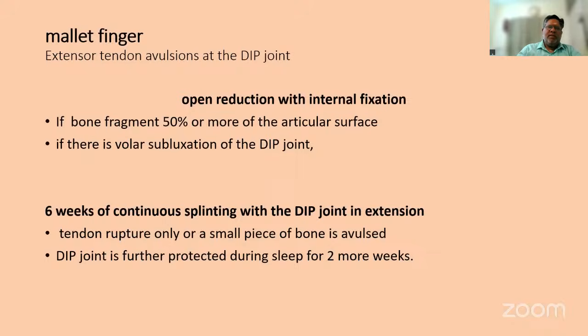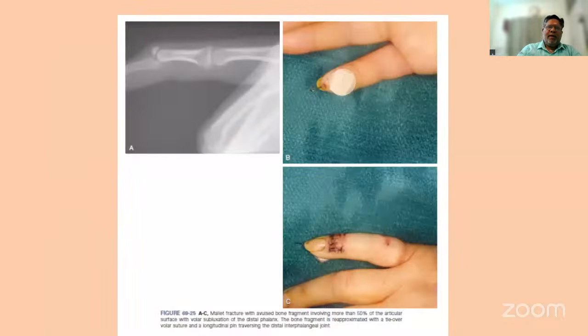So mallet finger is when there is extensor tendon avulsion at the DIP joint. If the bony fragment is 50% or more of the articular surface, then there is a volar subluxation of the DIP joint, and we have to go for an open reduction and internal fixation. Whereas if the piece of bone is less than 50% and the DIP joint is not subluxated, then 6 weeks of splinting is enough. Okay. Here, fixation has been done because more than 50% of the articular surface is ruptured.